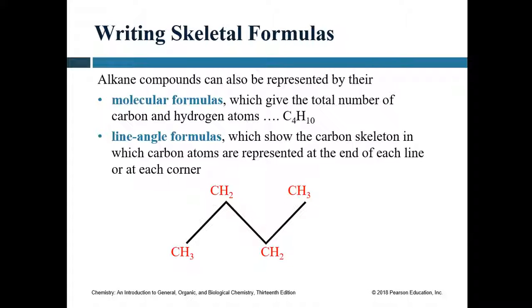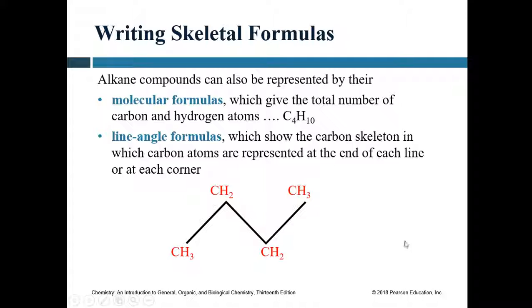Now, alkane compounds can also be represented by their molecular formulas, which just gives the total number of carbons and hydrogens. It doesn't tell us a thing, except how many carbons and how many hydrogens. So in this case, a molecular formula would be C4H10.